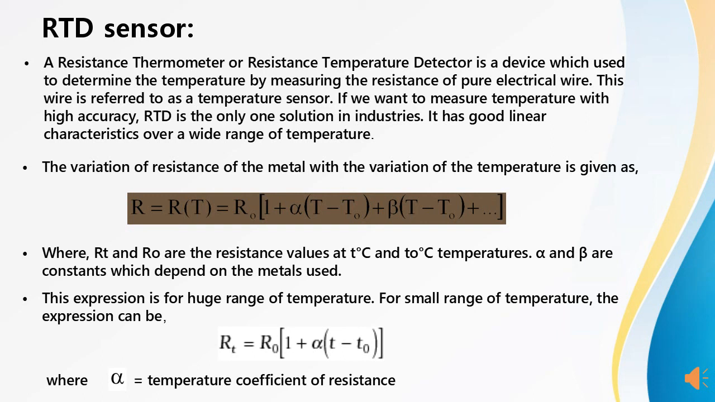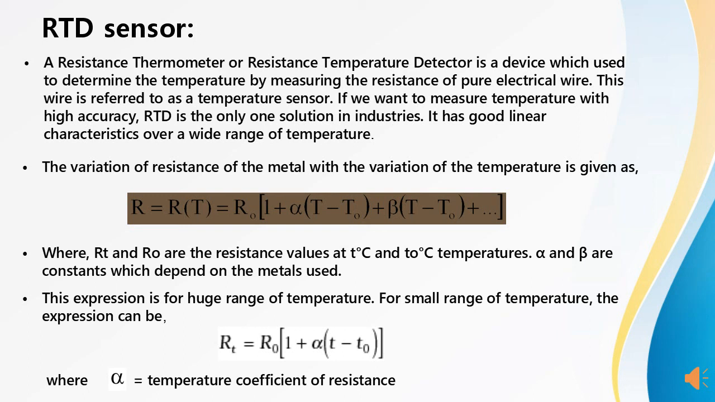If we want to measure temperature with high accuracy, RTD is the only solution in industries. It has good linear characteristics over a wide range of temperature. The variation of resistance of the metal with the variation of the temperature is given as R(T) = R0 (1 + alpha (T - T0) + beta (T - T0)^2 + ...), where R(T) and R0 are the resistance values at T degrees Celsius and T0 degrees Celsius respectively. Alpha and beta are constants which depend on the metals used.